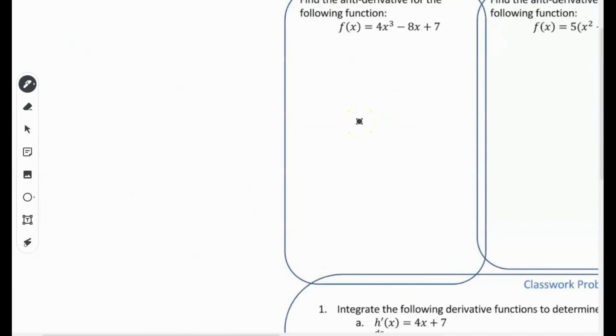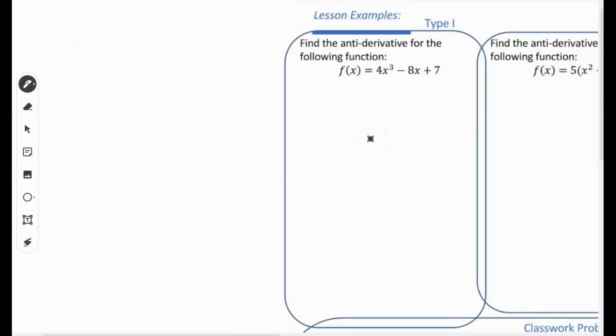All right, so our first example says find the antiderivative or the integral for the following function. Here's our function. So what we want to do is find the integral of 4x cubed minus 8x plus 7 with respect to x. Now you can split this up and do the integral of 4x cubed with respect to x minus the integral of 8x with respect to x plus 7. But we don't really have to. We can just apply it one at a time because we know that rule is true.